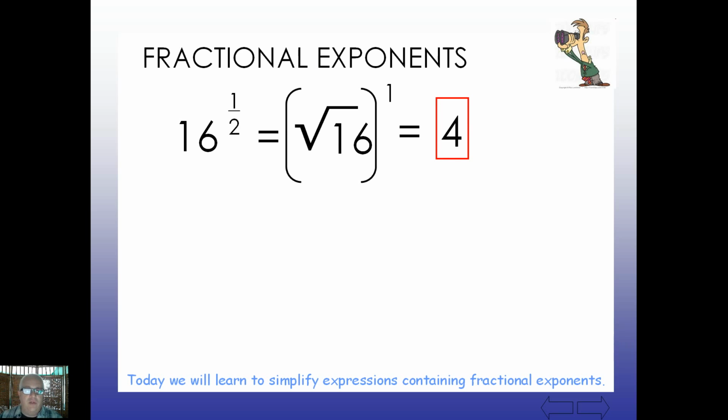Okay? I know this is an awkward thing to look at. You're probably wondering, well, why don't they just use this radical sign? Well, when you get further along in your math studies, you're going to be using exponents more. And this exponent here just simply means take the square root of 16.